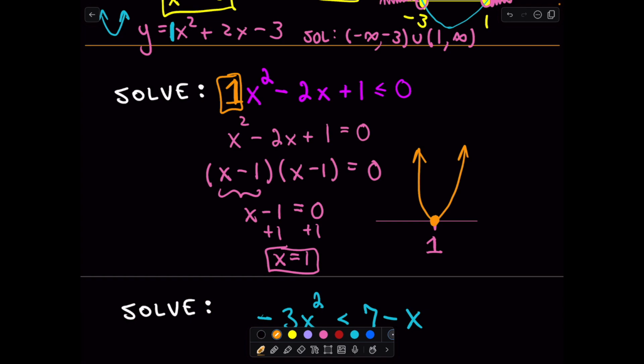It opens upwards. Well, less than or equal to 0, that means where does it touch or below the x-axis? And we're talking again about the graph. Where does the graph touch, or where is the graph below the x-axis? Well, simply at x equals 1. So again, our solution is going to be x equals 1.